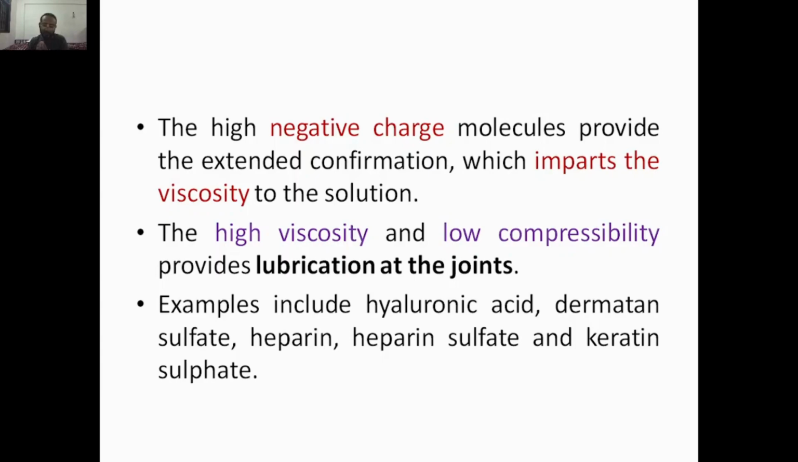That means whenever solutions are inside our body, they have to be viscous, and GAG incorporates that viscosity. The higher the viscosity and lower the compressibility, the more lubrication at the joints. In all of our joints we need more viscosity: more viscous means more cushioning effect, less viscous means less cushioning or lubrication effect. Examples include hyaluronic acid, dermatan sulfate, heparan sulfate, keratan sulfate. All of these are examples of GAG.